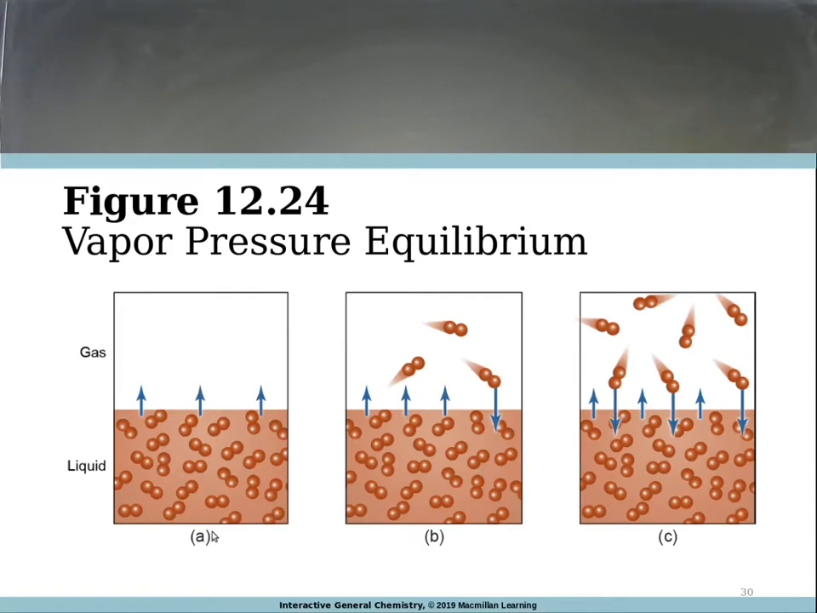Now if you have like an open room, where a molecule that escapes the liquid has so much volume that it just never comes back, then you'll never be able to achieve the vapor pressure. Equilibrium will never be established, and the entire liquid will evaporate away.